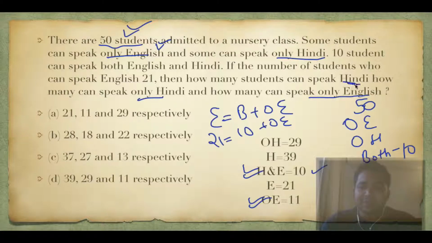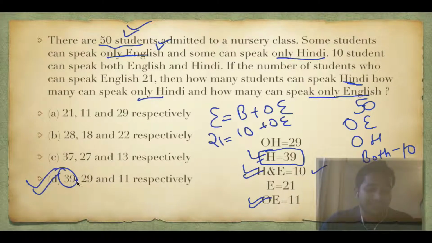So how many can speak Hindi? See, how many can speak both? How many can speak only English is 11. So Hindi will be spoken by 39. There are only 11 who can speak only English. So 39 will speak only Hindi. So the answer will be 39. So by seeing the option, you just go ahead and mark it. That's it. Done. But since we are solving the question, I'll go ahead.